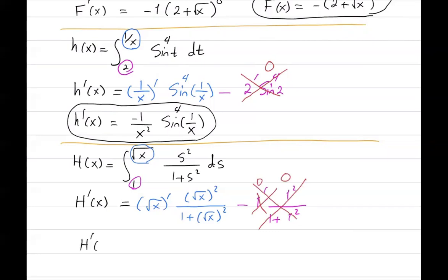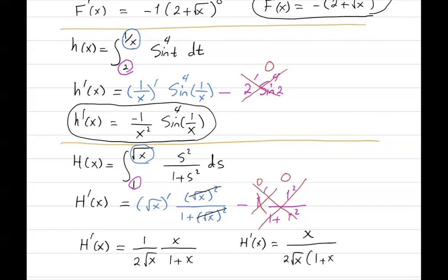So h prime of x becomes the derivative of square root of x, which is 1 over 2 times square root of x. Square root of x to the second is x, and down here you get 1 plus x as well. So you can simplify h prime of x to be x divided by 2 times square root of x times 1 plus x.